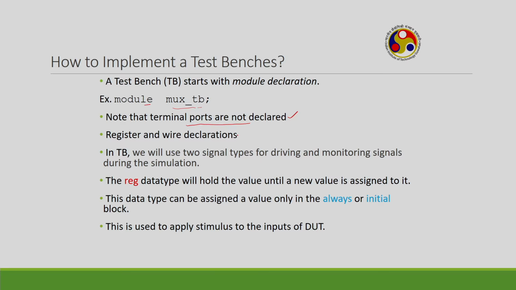And here we are going to use registers and wires. In conventional Verilog codes also we use registers and wires. Here the purpose of the registers and wires is the driving and monitoring of the signals. Driving is basically to apply the stimulus, and monitoring is for the displays. As we already discussed, the register data type will hold the value until a new value is assigned to it. This will act as a sort of register.